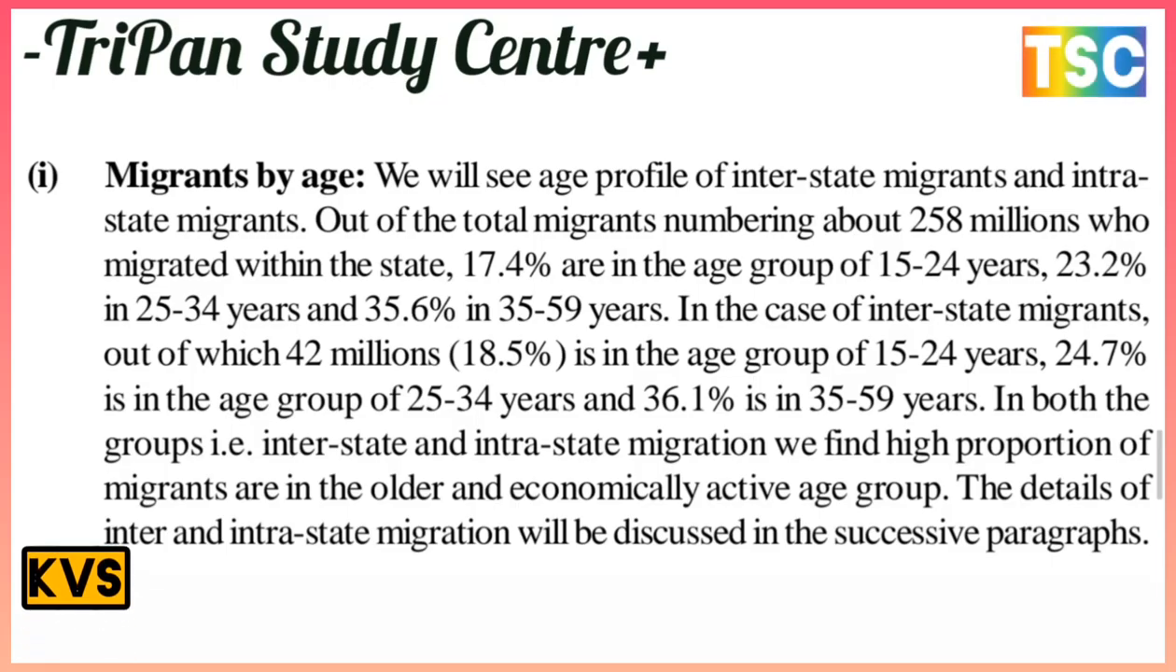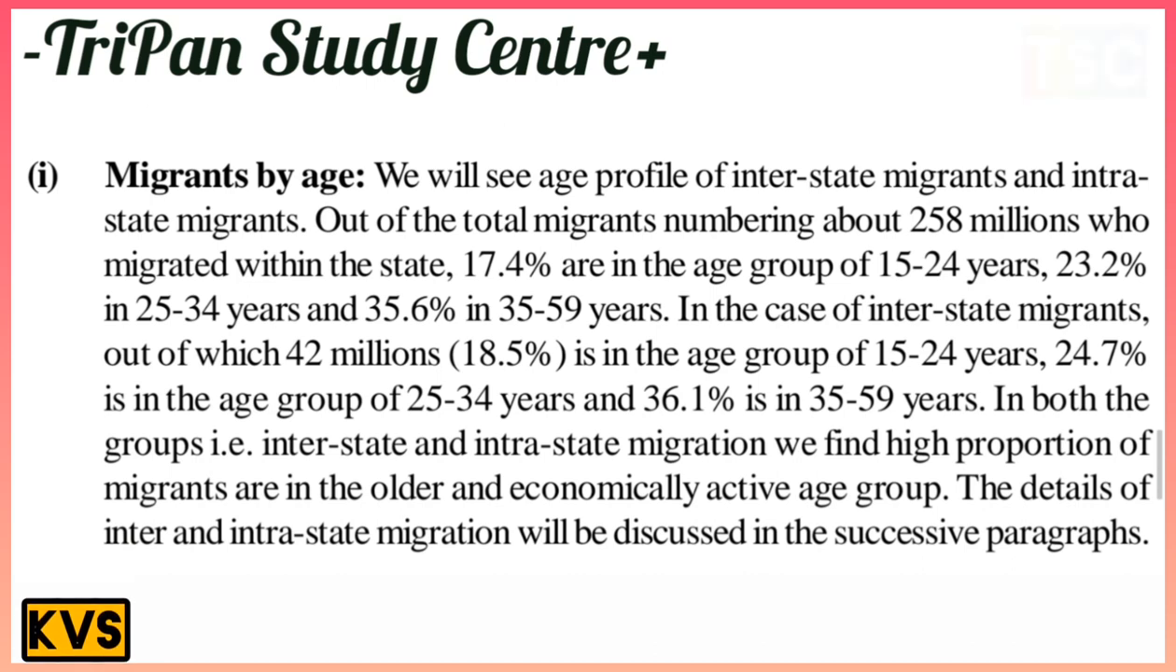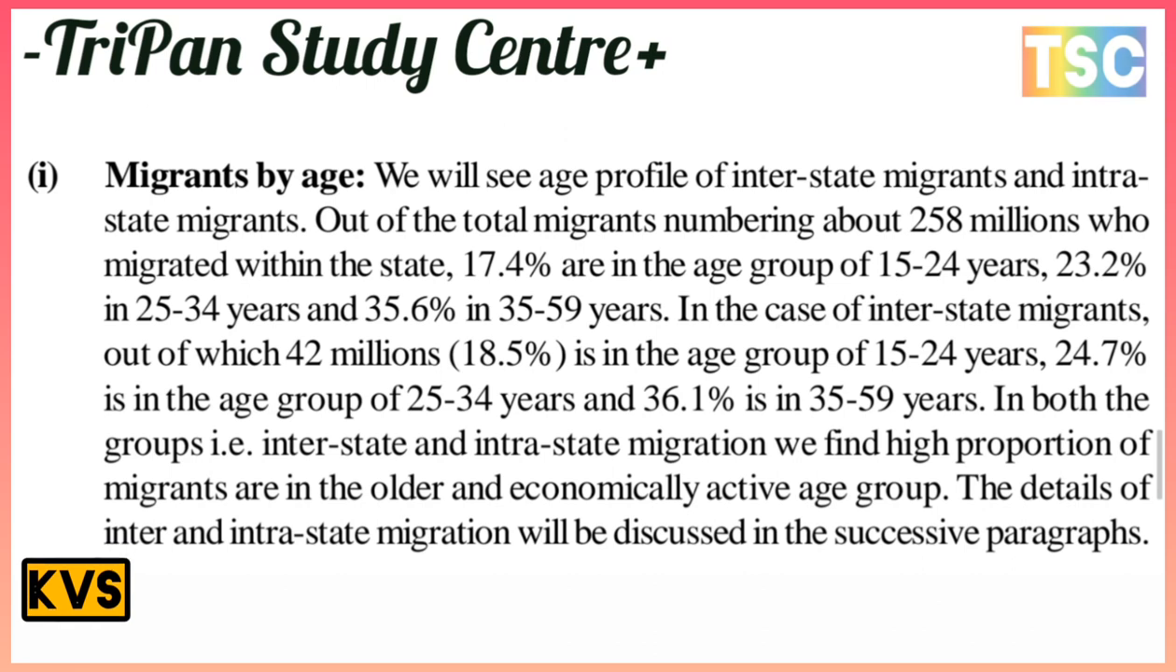Out of the total migrants, numbering about 258 million, who are migrants within the state, 17.4 are in the age group of 15 to 24 years, 23.2 are in 25 to 34 years, and 35.6 are in the 35 to 59 age group. This is important for migration.